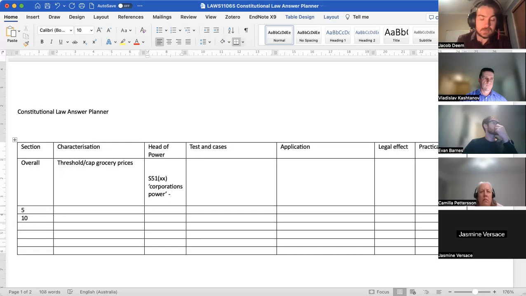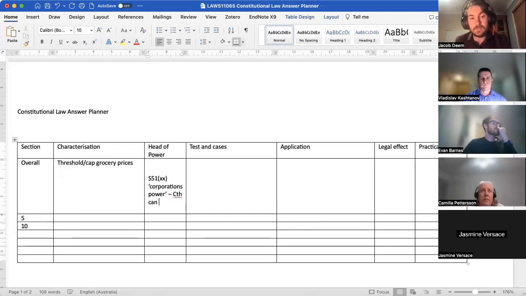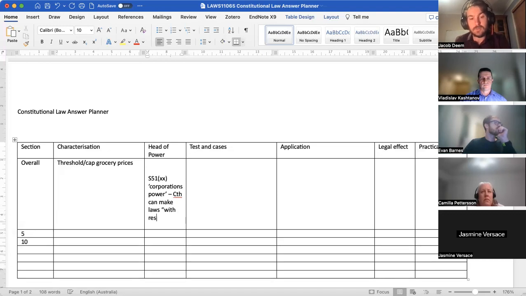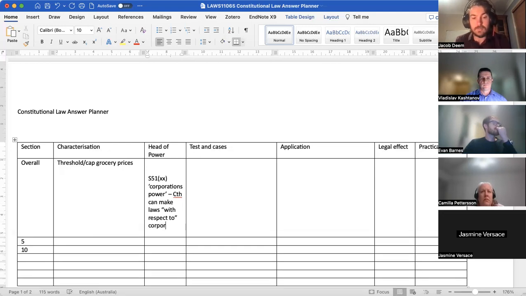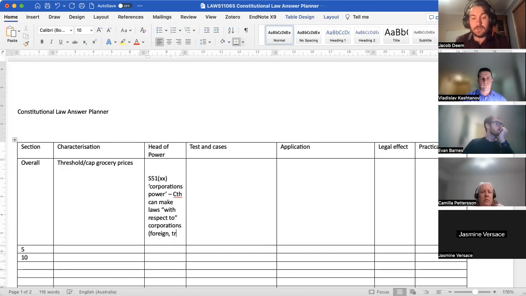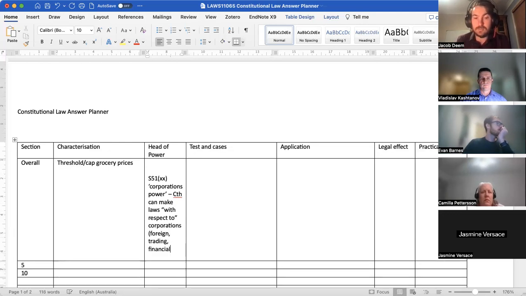which is that the Commonwealth can make laws with respect to corporations, specifically foreign, trading or financial, right? And so in terms of characterization, if the Commonwealth wanted to justify or explain its ability to pass this law, it's got to fit it under one of these heads of power. What we're doing is we're looking to characterize this law as something that regulates the activity of trading and financial corporations.